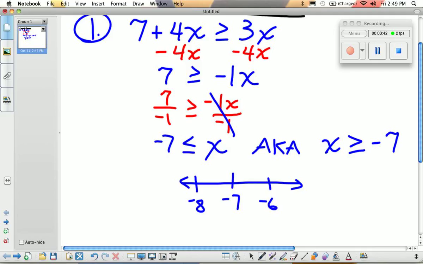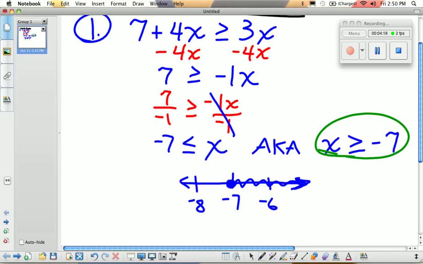Open or closed circle at negative 7? Closed. And what numbers are greater than negative 7? Negative 6, and going in that direction, so our graph is shaded to the right. Once the variable's on the left side, the inequality symbol is pointing in the direction that the shading should go. We can count on that, but we can't count on it the other way around. Any questions on that one?